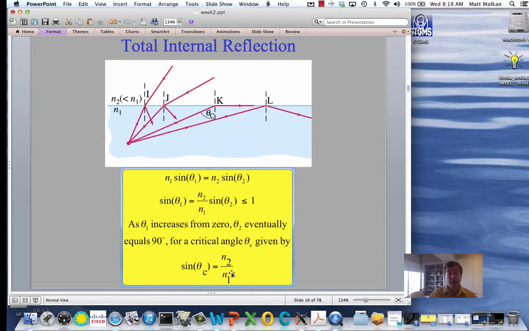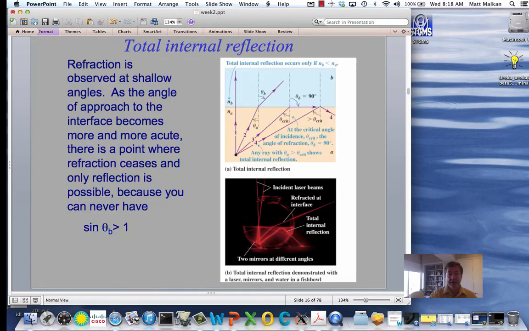But if n2 is a lot larger than n1, then theta critical might be a lot less than 90 degrees. Let's look at some specific cases now. Here we have water, for example. So water has an index of 1.3, 1.33. That's the higher index medium. And then let's say it goes to air up here, which is a lower index medium.